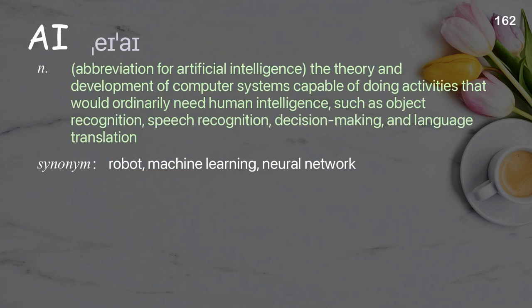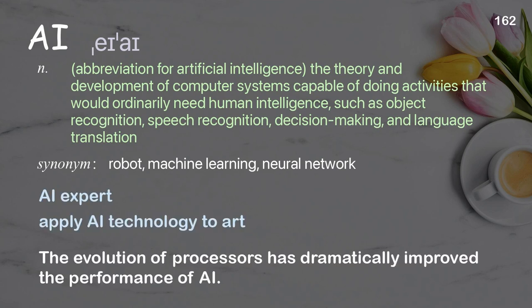AI: abbreviation for artificial intelligence, the theory and development of computer systems capable of doing activities that would ordinarily need human intelligence, such as object recognition, speech recognition, decision-making, and language translation. Examples: AI expert, apply AI technology to art. The evolution of processors has dramatically improved the performance of AI.